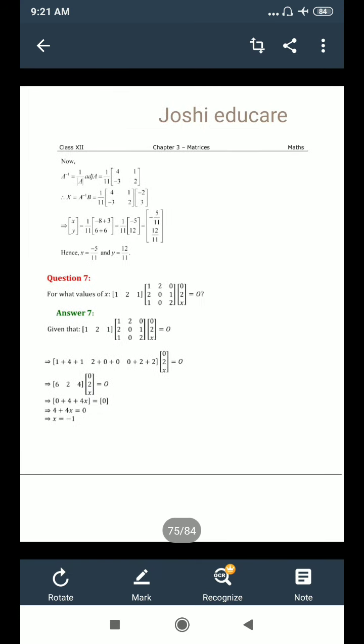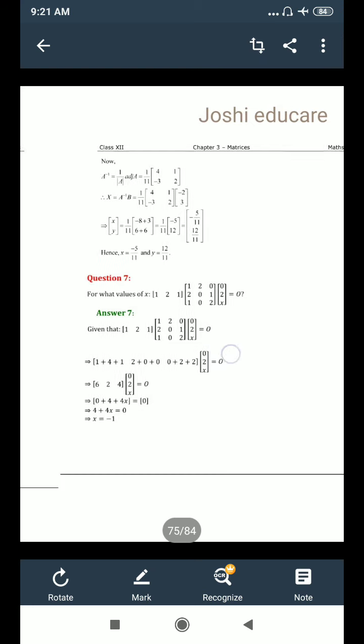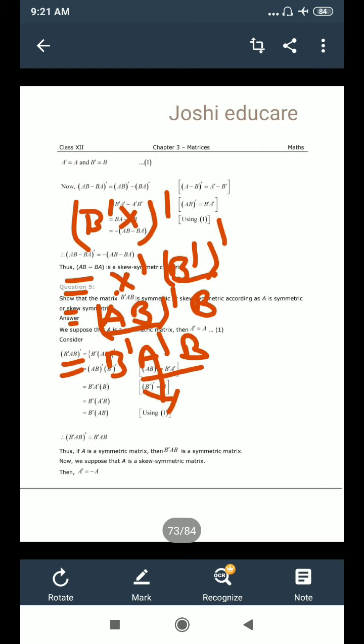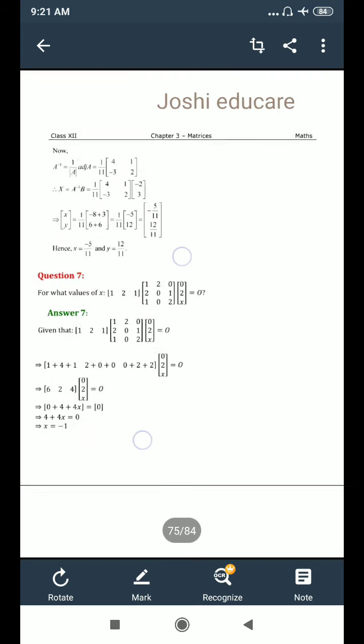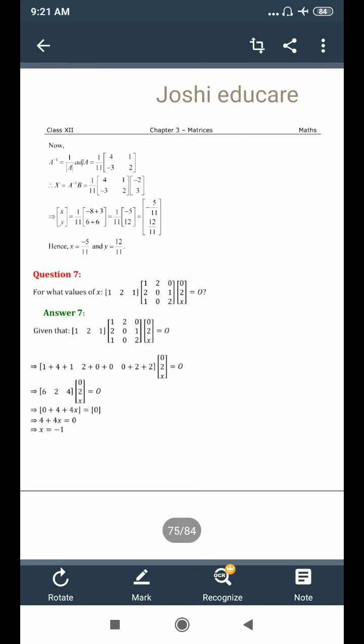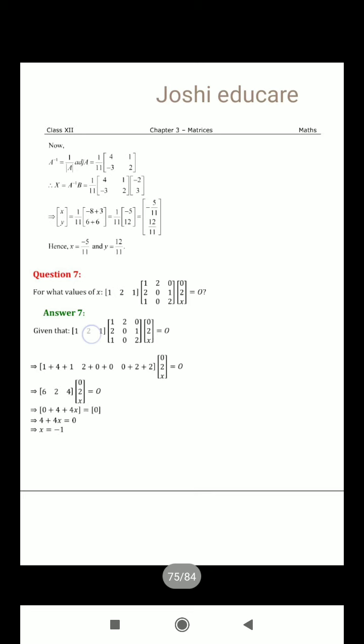Now see, question number 6 is actually mixed. I will explain something else. Question number 7. For what value of X is this equal to O? Nothing is there. You have to multiply these three matrices. To multiply these three matrices, first we will multiply these two. It is a matrix of 1 into 3 order. This is 3 into 3 order. So finally you will get a matrix of 1 into 3 order.